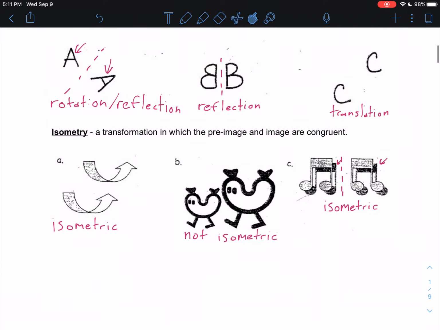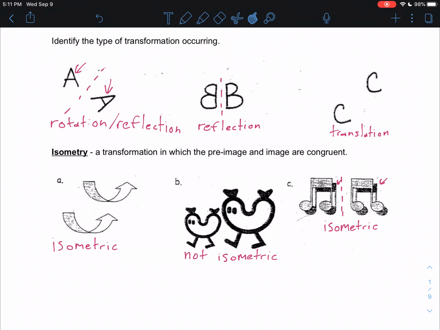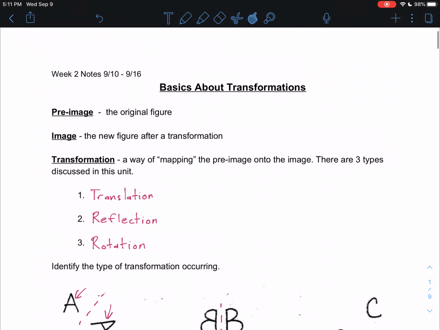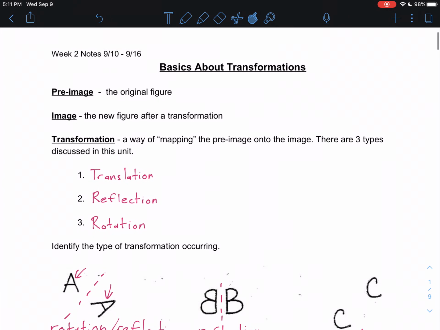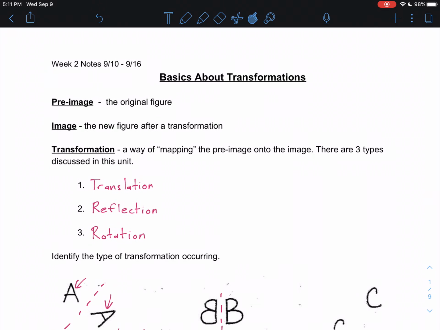All right. So, yeah, this is our first page of notes about transformations. Oh, by the way, if you have not been able to find this, it is in the Week 2 folder on Schoology under Thursday, 9/10, and it's called, I believe, Week 2 Notes.